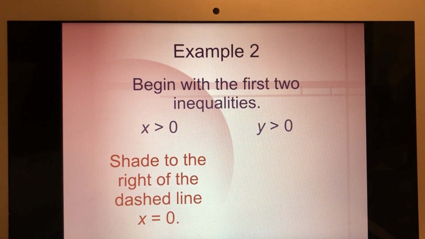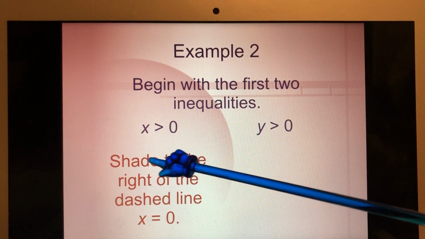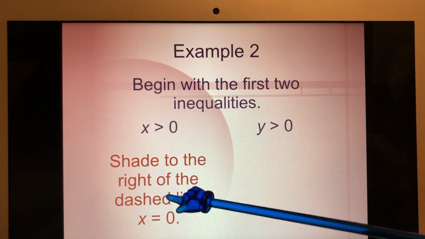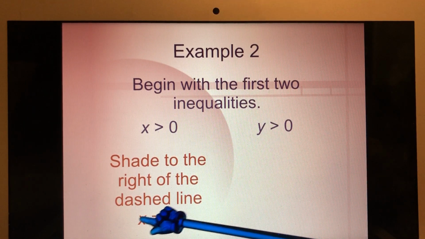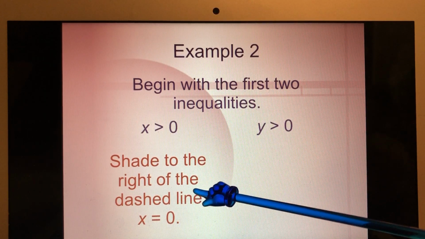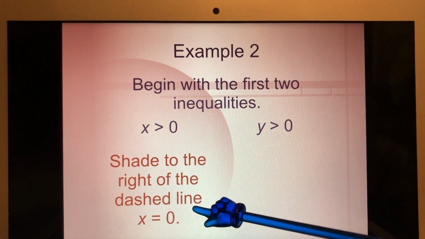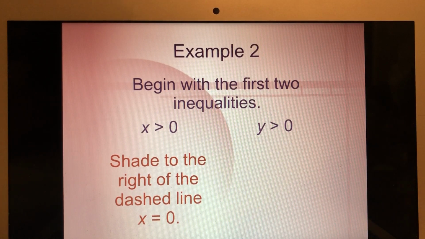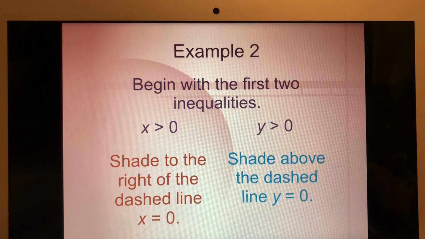Okay, so when you graph x is greater than 0, you shade to the right of the dashed line x equals 0. So at 0, you're going to shade everything to the right, on the right-hand side of your graph. When y is greater than 0, you shade above the dashed line.